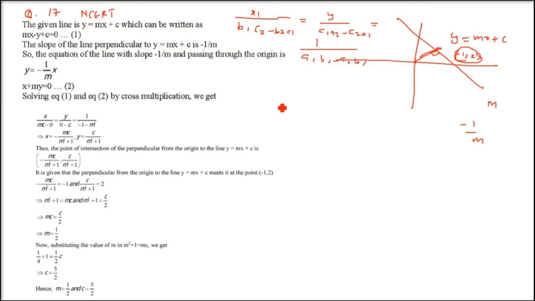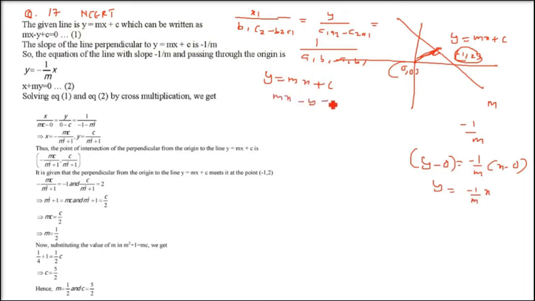So here there is the equation y equals mx plus c, which is already given, and there is a line from the origin whose slope is minus 1 by m. y minus 0 equals minus 1 by m times x minus 0, the slope of this perpendicular line. So y equals minus 1 by m times x.